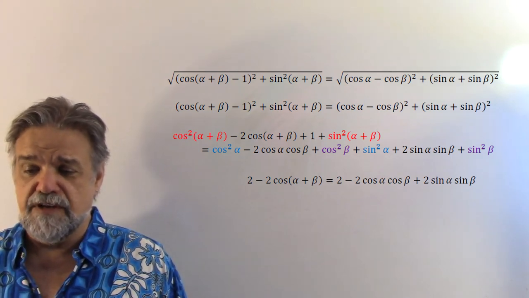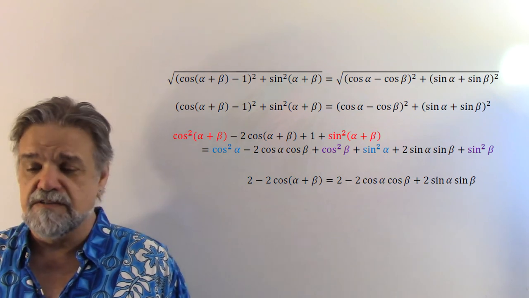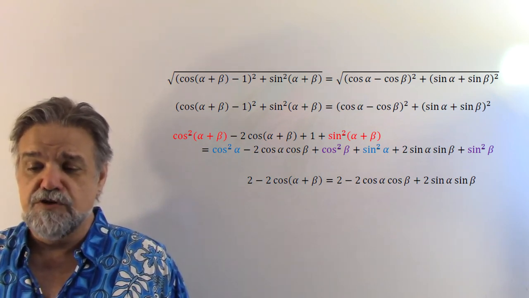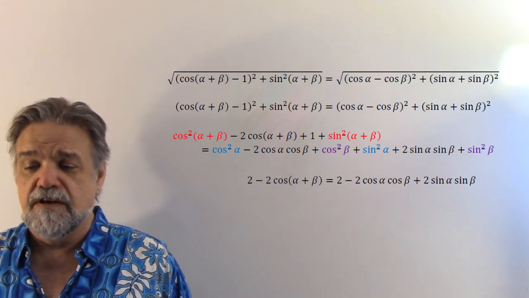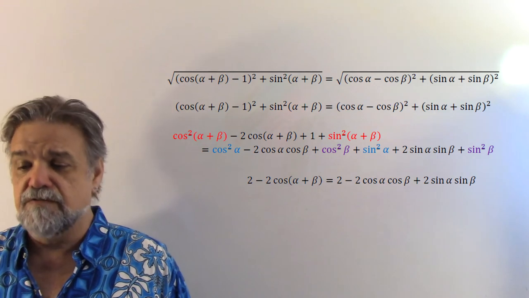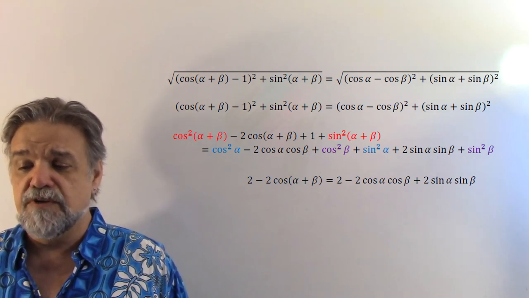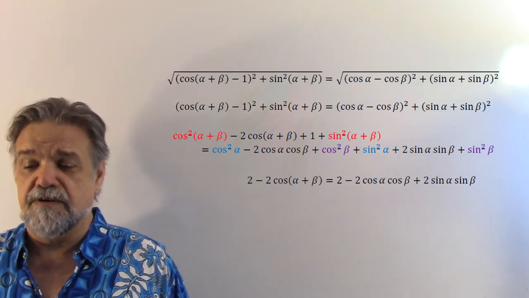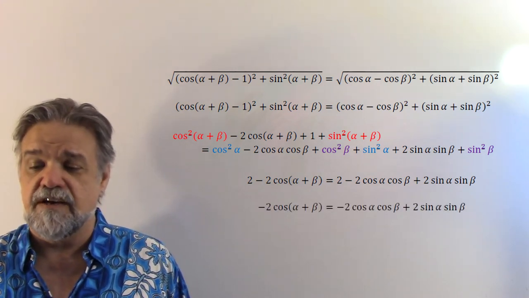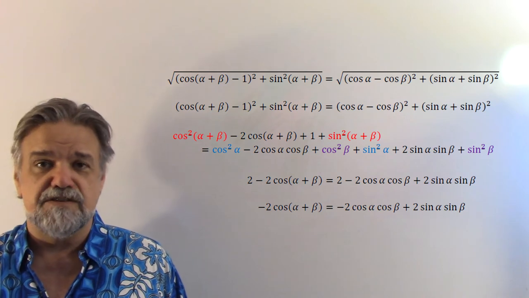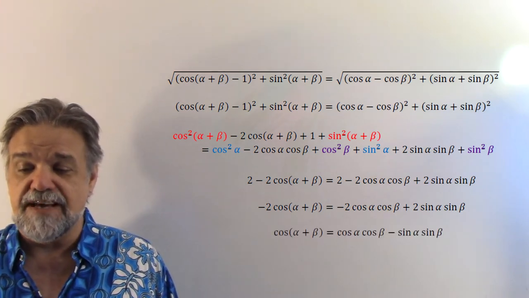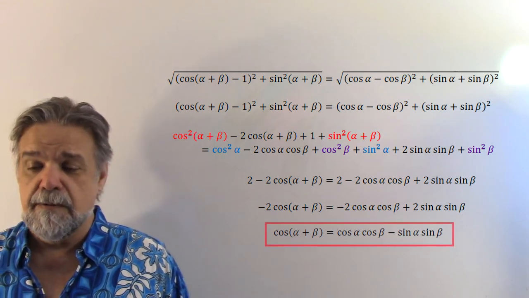The two that we have on the left, that's because we already had a constant one. So one plus sine squared plus cosine squared gives you two. So two minus cosine of alpha plus beta is equal to two minus two cosine alpha cosine beta plus two sine alpha sine beta. All right? Now it's a piece of cake. Just subtract two from either side, and you get that, and then let's just divide both sides by negative 2, and you get this, and that's what we were looking for, okay?